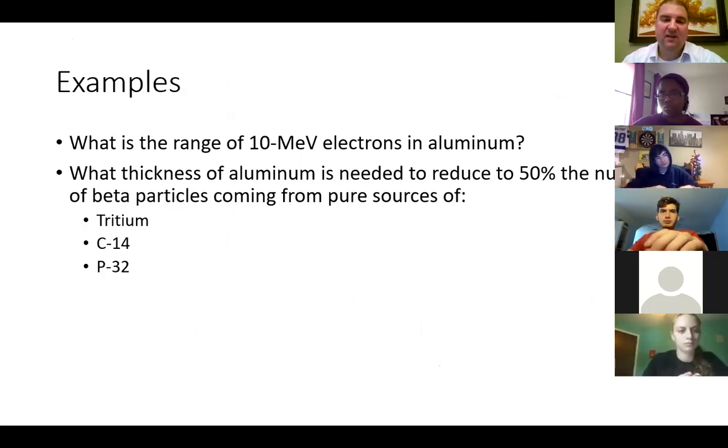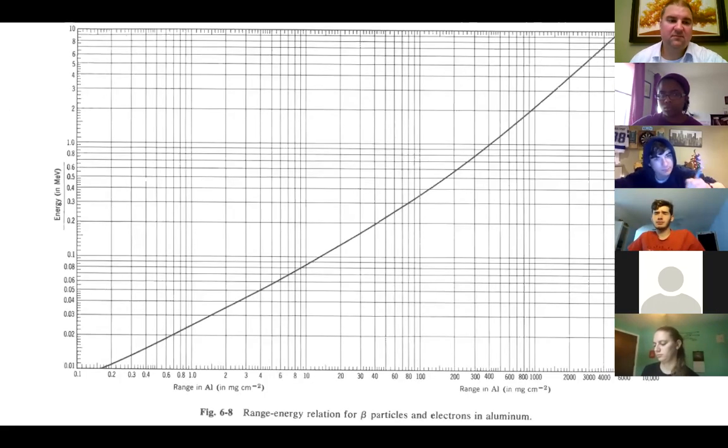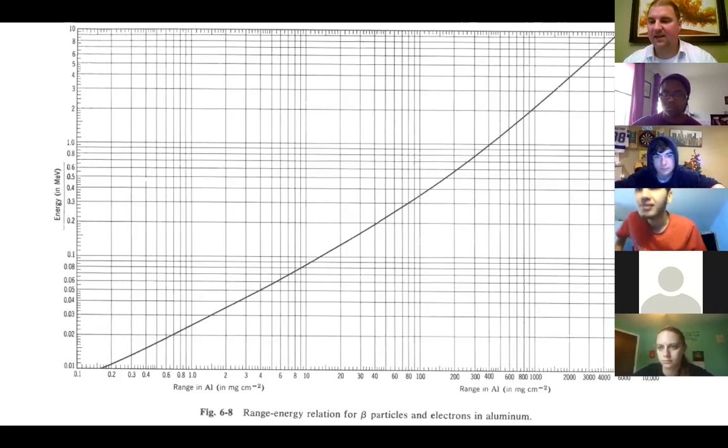So 10 MeV electrons, what would the range of 10 MeV electrons be in aluminum? Don't all shout it out at once. Go ahead and look on the graph for this and type your answer into the chat to me privately, so that I know when you have determined the range of 10 MeV electrons in aluminum.